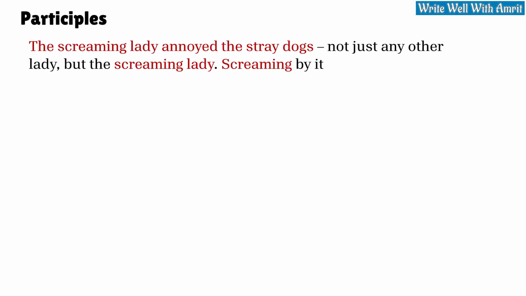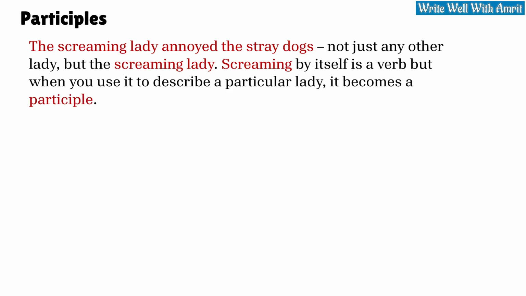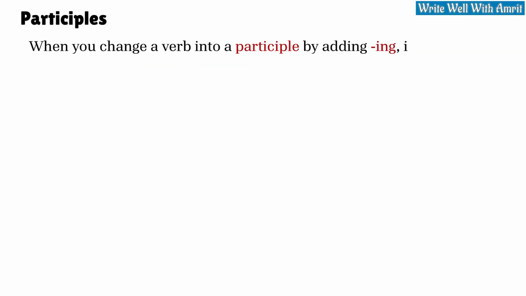The screaming lady annoyed the stray dogs. Not just any other lady, but the screaming lady. Screaming by itself is a verb, but when you use it to describe a particular lady, it becomes a participle. When you change a verb into a participle by adding ing, it becomes a present participle.